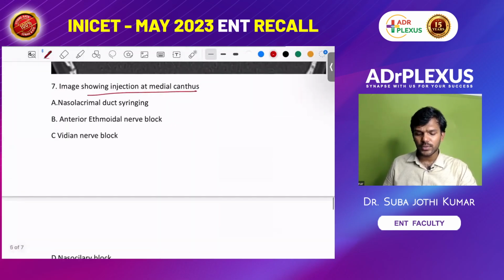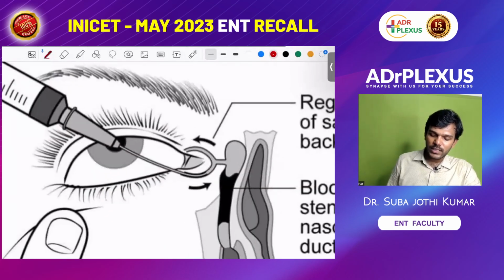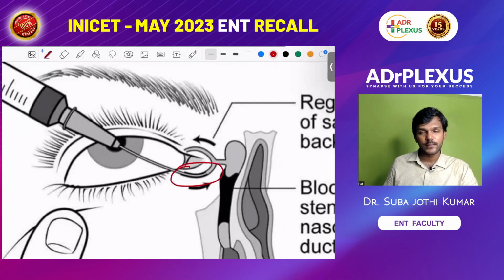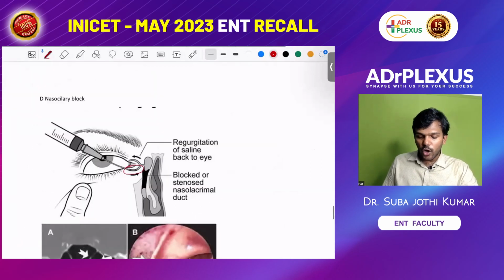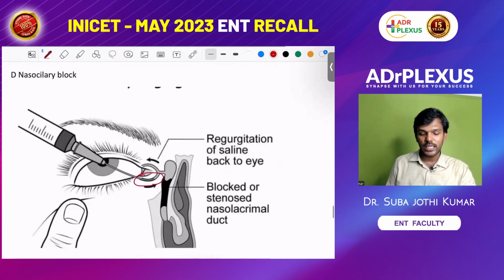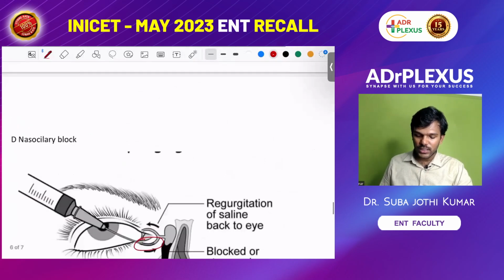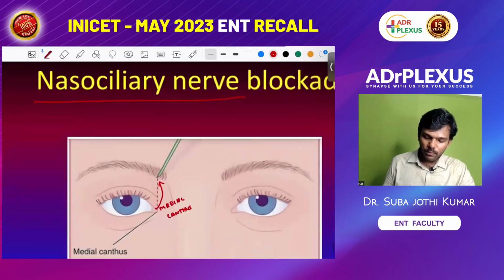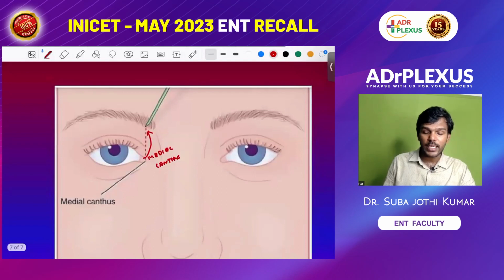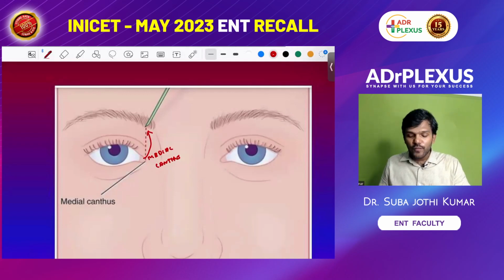If these are the options, nasolacrimal duct syringing is done at the medial canthus. So if the picture given to you was similar to this, again, this could be the answer. I'll tell you again, people, if the picture was somewhat superior to the medial canthus, the answer is nasociliary nerve.